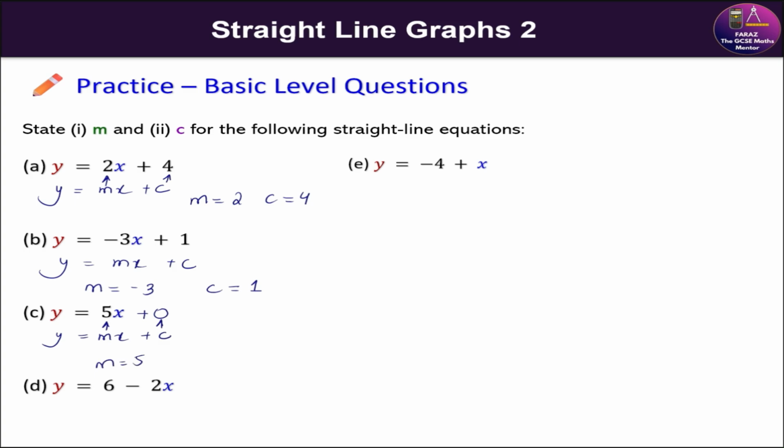m equals 5, c equals 0. This line goes through the origin and is quite steep. Alright, let's move to part D now. y equals 6 minus 2x. Well, looks a little sneaky.